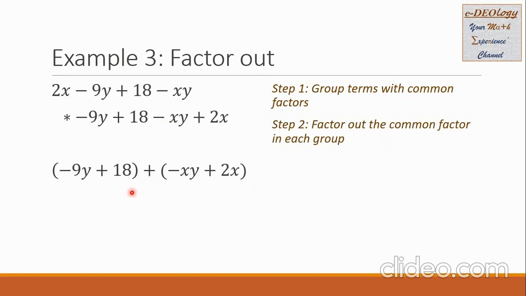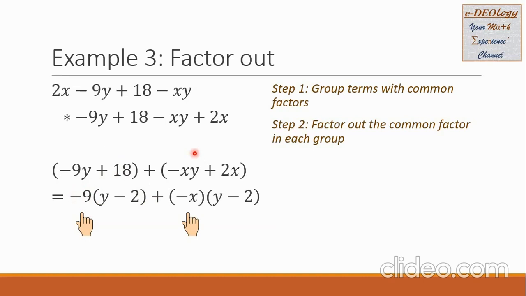In the first group, the common factor is 9. But I want this variable y to be positive, so I should pull out -9. And if I do that, the remaining terms inside here should be y minus 2. Now to check myself, the -9, if I multiplied by y, I will get back the -9y. The -9 times the -2 equals +18. So I'm sure that these factors are correct for the first group.